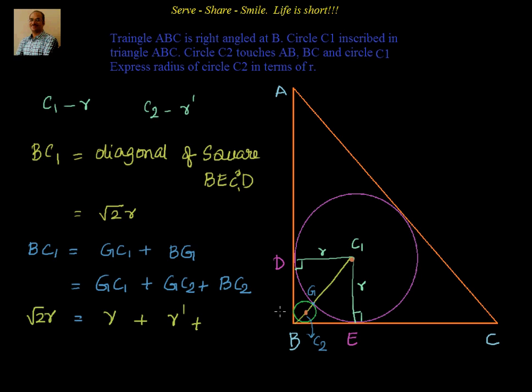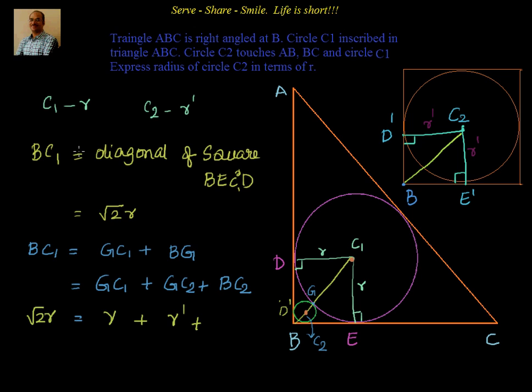Let me take that small triangle which we are having. Let us say this point is D dash. Like we have one square BEC1D, we have another square now. The square is BC2, and we can see that BC2 is equal to root 2 into R dash.